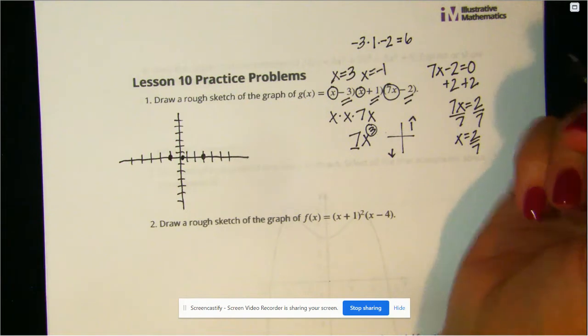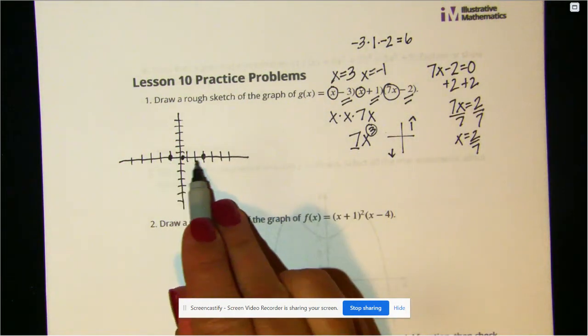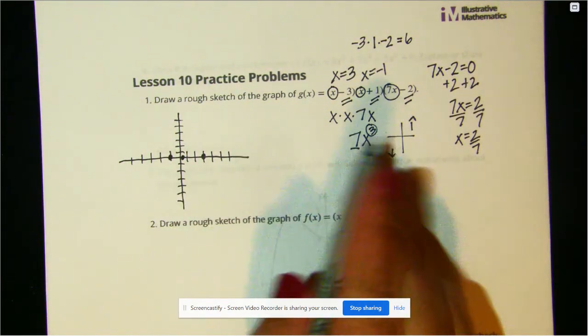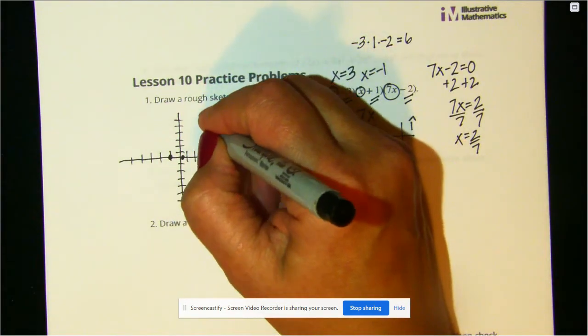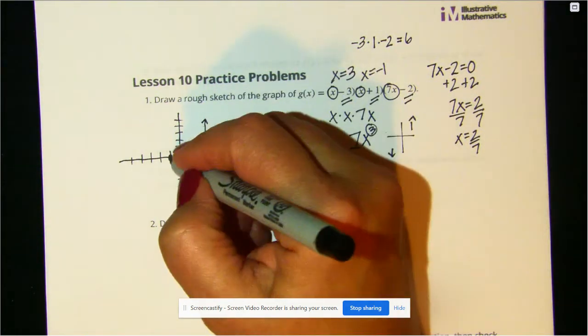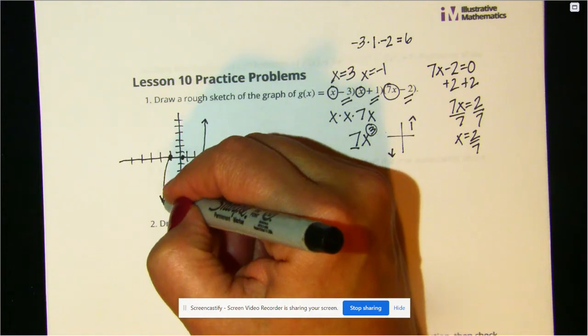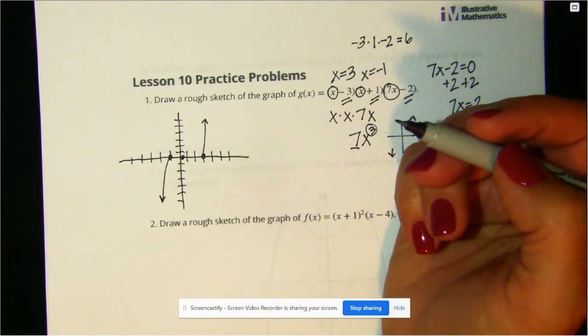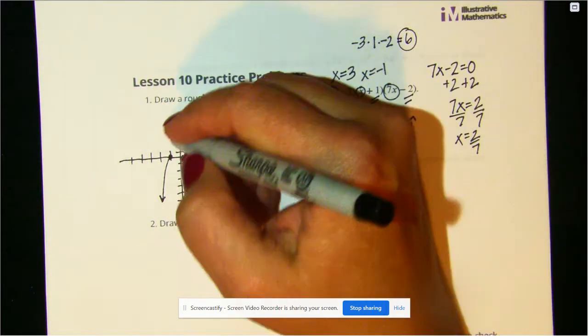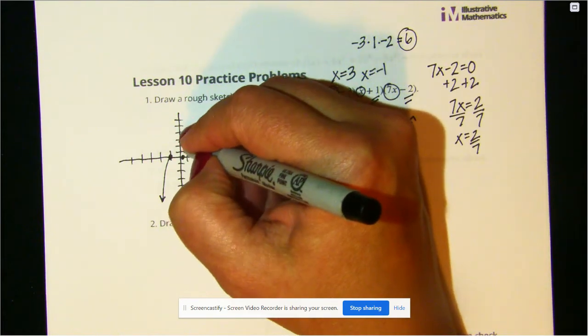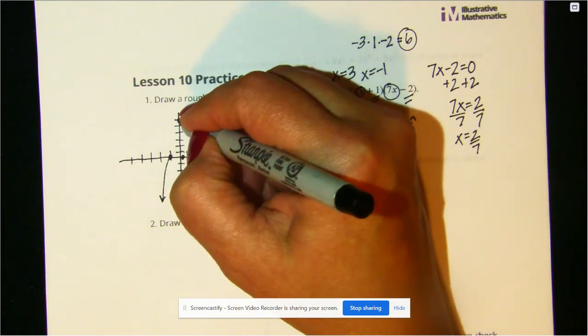Okay, and then what I do is I know I go to my last intercept over here and I know it's headed up from there. And then I go to my intercept over here and I know it's going down. Then I kind of connect the dots. And I know the constant is 6. So 1, 2, 3, 4, 5, 6.